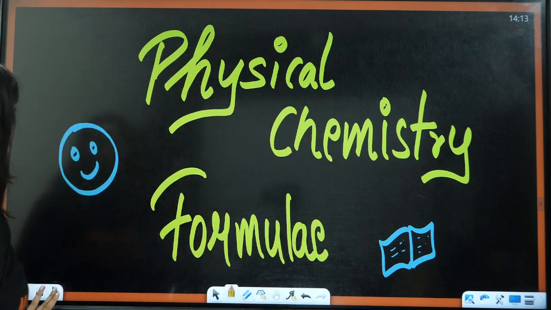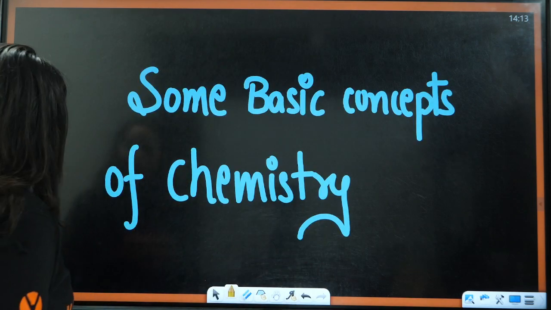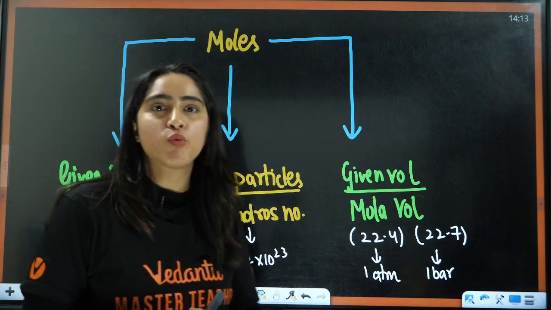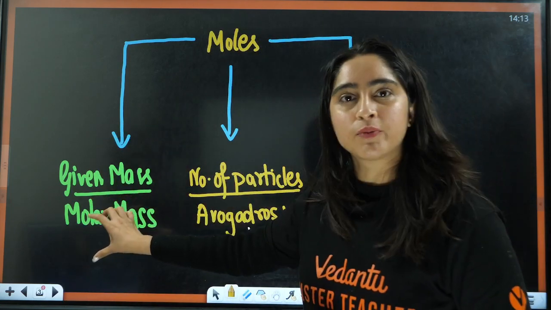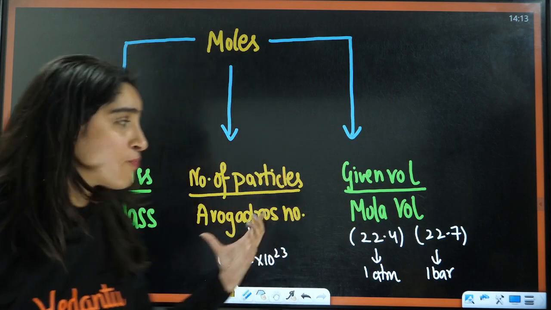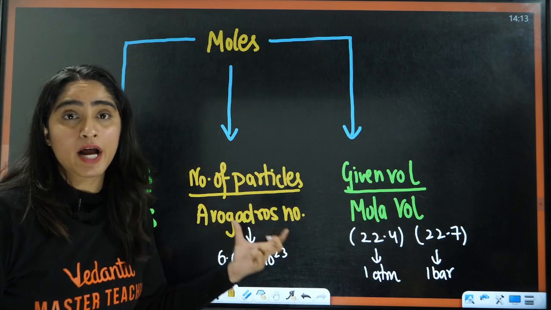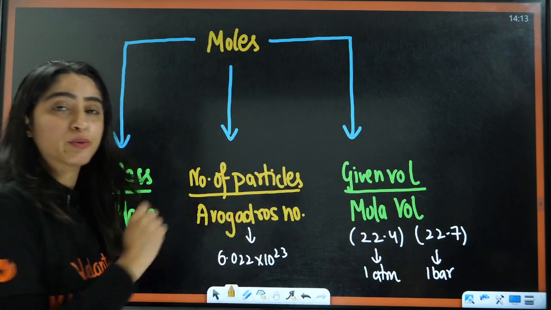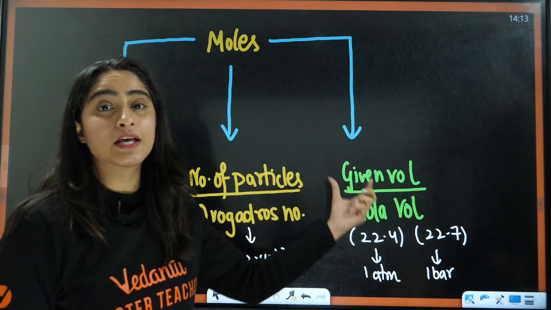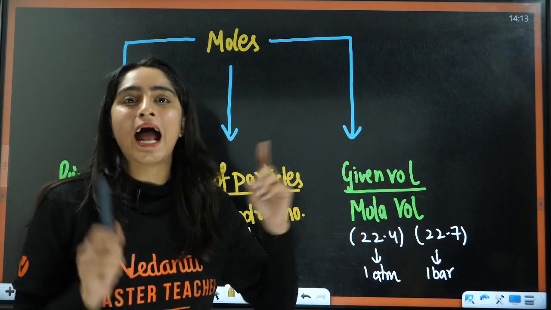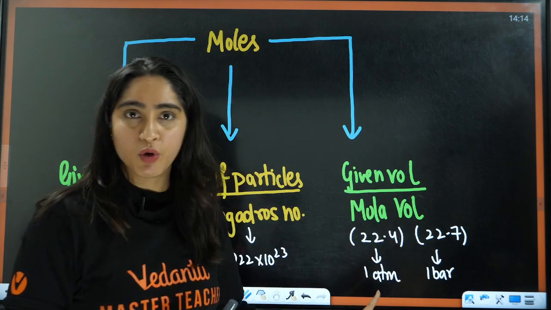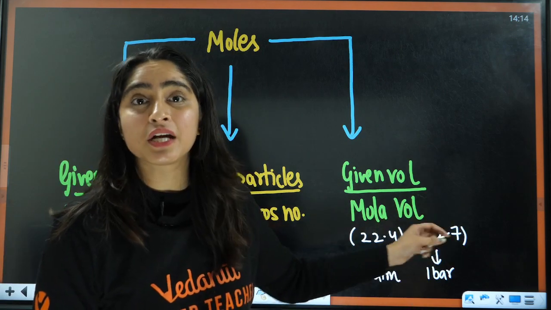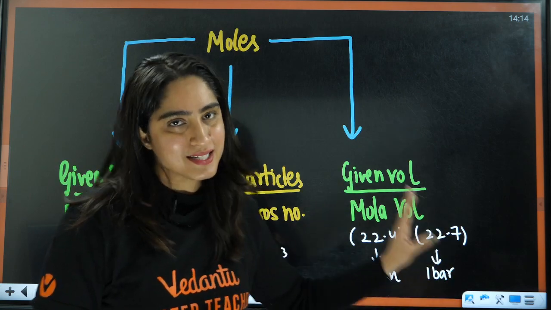So let us start with some basic concepts of chemistry. First we have moles. Number of moles will be calculated by three methods. First is given mass divided by molar mass. Second is number of particles divided by Avogadro's number, that is 6.022 into 10 raised to power 23. Third is given volume by molar volume, and the molar volume will be 22.4, that is fixed for 1 atmospheric pressure, and if the pressure is 1 bar, that will be 22.7.